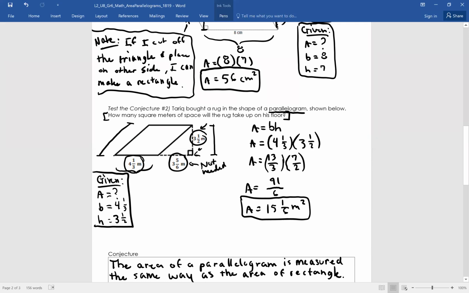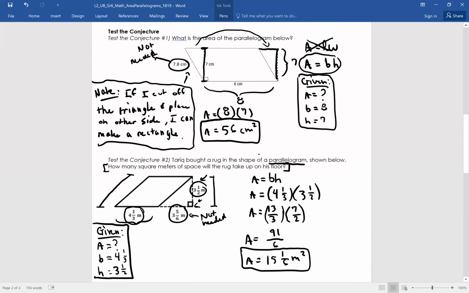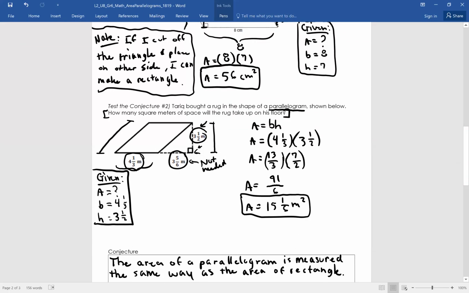The base is the bottom. So it's the 4 1/3, and the height is 3 1/2. Remember, the height isn't measured at a slant. It isn't measured at a curve. It's measured from its base to where it goes up top. And that's it. Okay, guys, I'm going to reread the conjecture one more time. The area of a parallelogram is measured the same way as the area of a rectangle. The process will be: recognize your dimensions, draw your table of what you're given, use the correct formula, then substitute to answer the question.